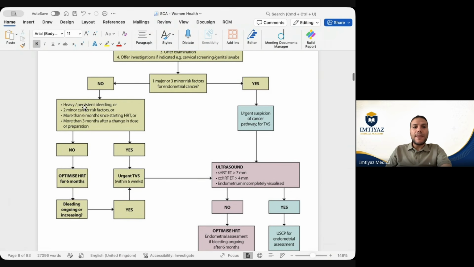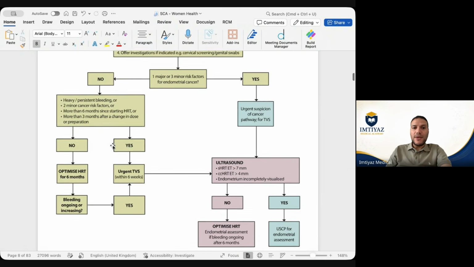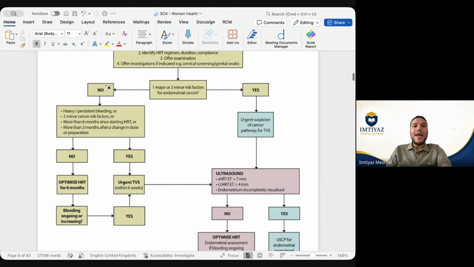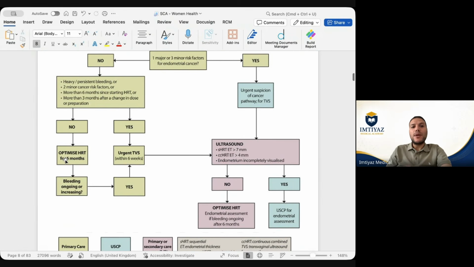If she is having heavy persistent bleeding, she doesn't have 1 major or 3 minor risk factors, but she has heavy or persistent bleeding, or 2 minor risk factors, or more than 6 months since we started HRT, or more than 3 months since we changed her dose. If yes to any of these, she needs an urgent ultrasound scan within 6 weeks. And if the ultrasound scan comes back suspicious, we need to refer her on the urgent cancer pathway, and so on. If no, so there is no 1 major, no 3 minor, and none of this, we need to optimize the HRT for 6 months. So either we increase the progesterone dose or reduce the estrogen dose, and then reassess the bleeding, okay?